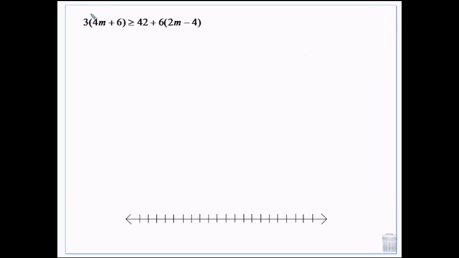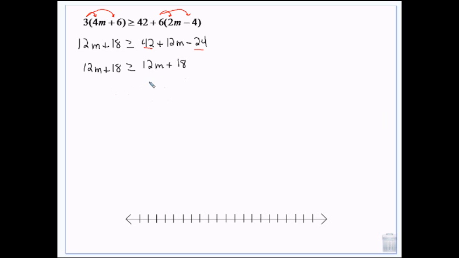We're just chugging along. We're solving our math problems, and we distribute that 3, and we distribute this 6. That gives me 12m plus 18 is greater than or equal to 42 plus 12m minus 24. And I've got 42 and 24 are like terms. So I get 12m plus 18 is greater than or equal to 12m plus, what's 42 minus 24? So 18. And then, like I said, I personally like to move the variables first. You don't have to. And I get 18 is greater than or equal to 18.